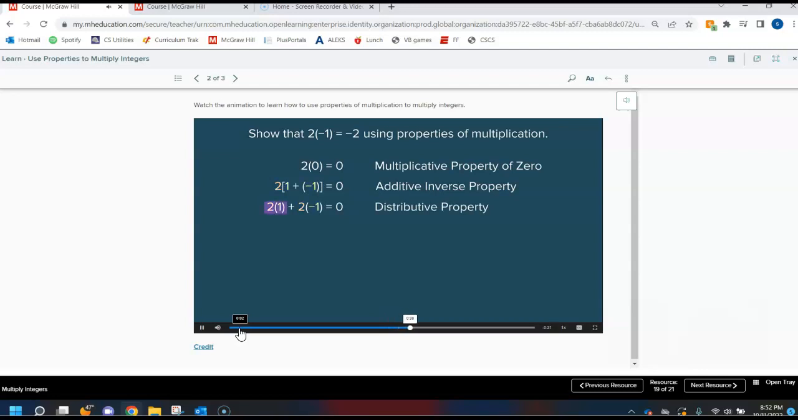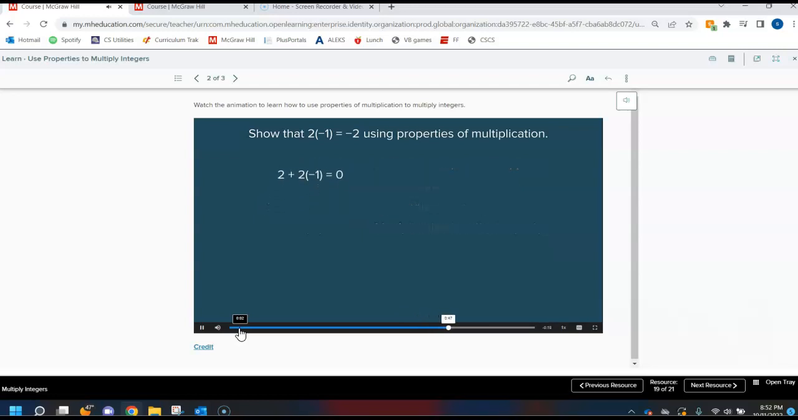The product 2 times 1 can now be replaced by 2 based on the multiplicative identity property. The last statement shows that 2 plus the product of 2 and -1 is equal to 0. For this sum to equal 0, the product must be equal to the additive inverse of 2. So the product 2 times -1 must equal -2. This proves the original statement.